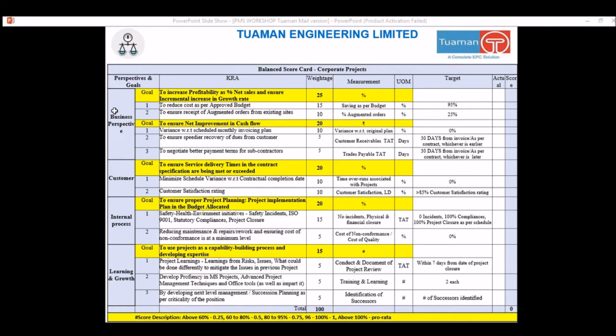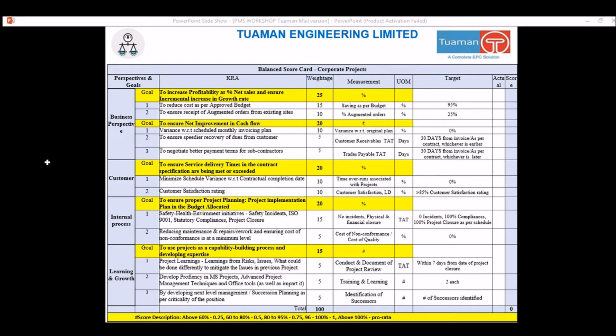When I say to ensure receipt of augmented orders from existing sites, I take a target of 25%. That would mean that if my overall order from that particular site was, say, 100 crores, I bring in an augmentation in the order of 25%, so it becomes 125 crores. So the measurement is percent augmentation in orders, the unit of measurement is percentage, and the target is 25.